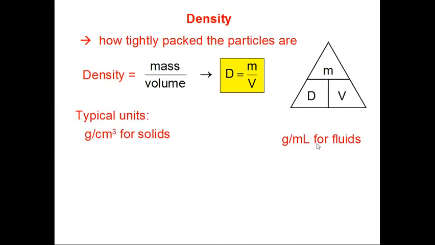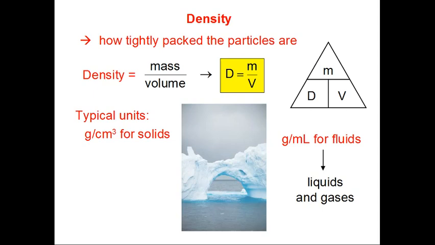Most of the time, units for density are going to be grams over centimeters cubed for solids, which we don't really use that much because we don't use centimeters cubed, or grams per milliliter for fluids. Now, what is a fluid? If a solid is a solid, we all know what that is, then fluids are everything that's not a solid, which leaves you with liquids and gases.